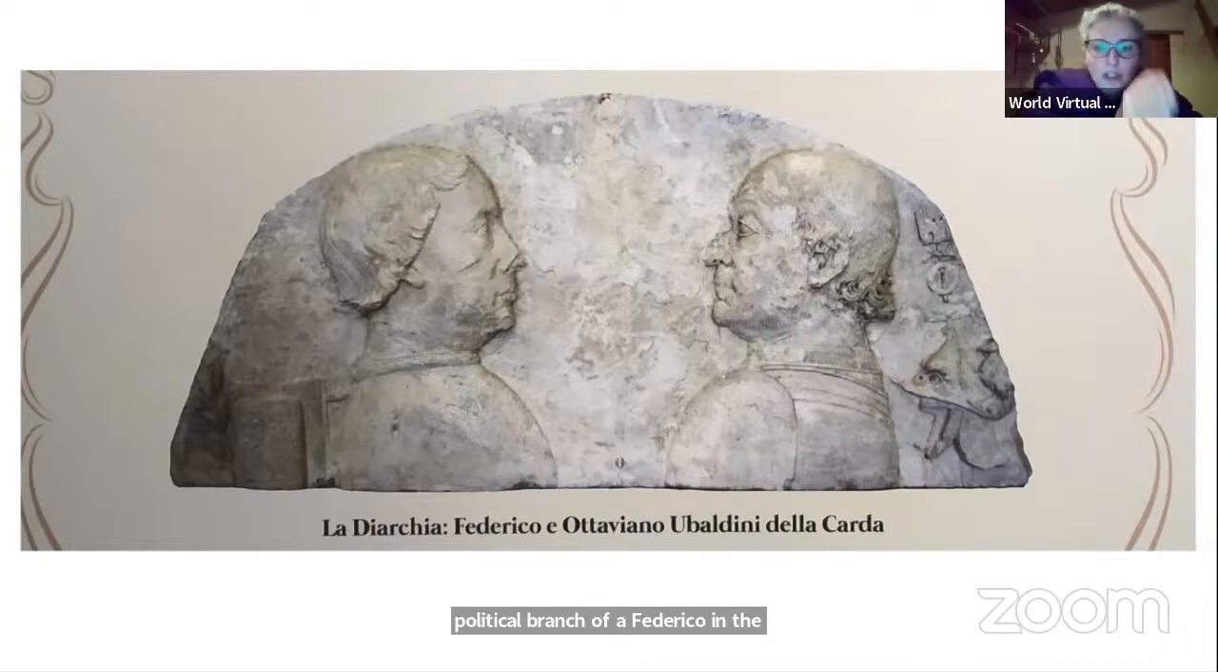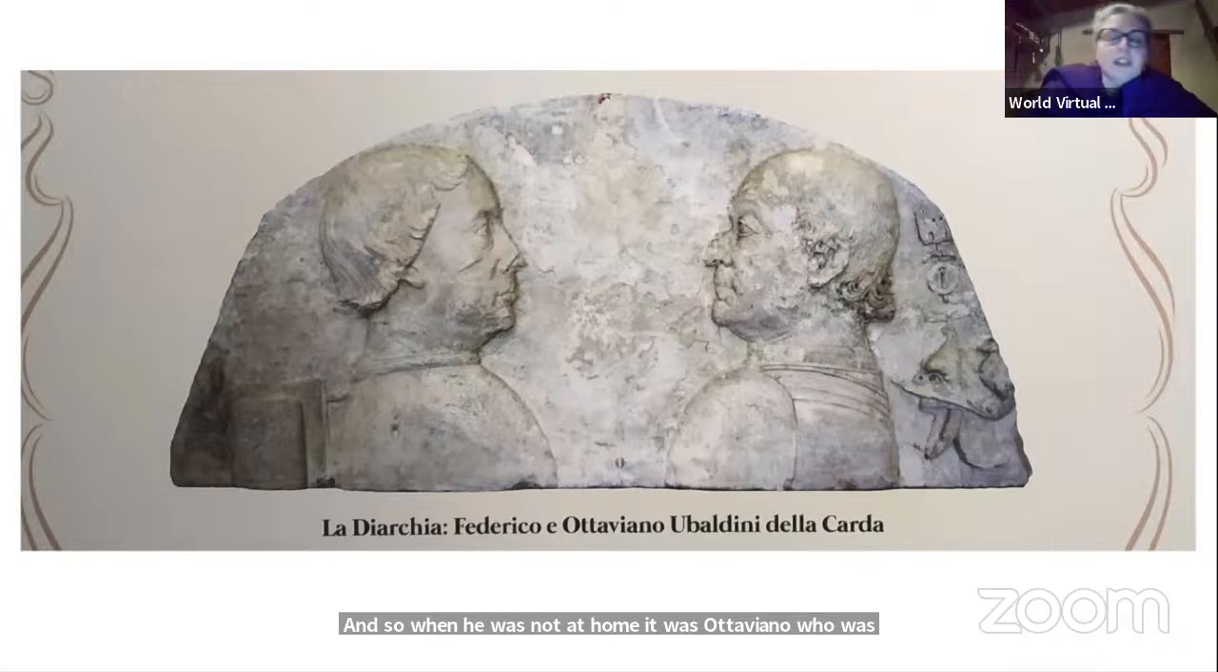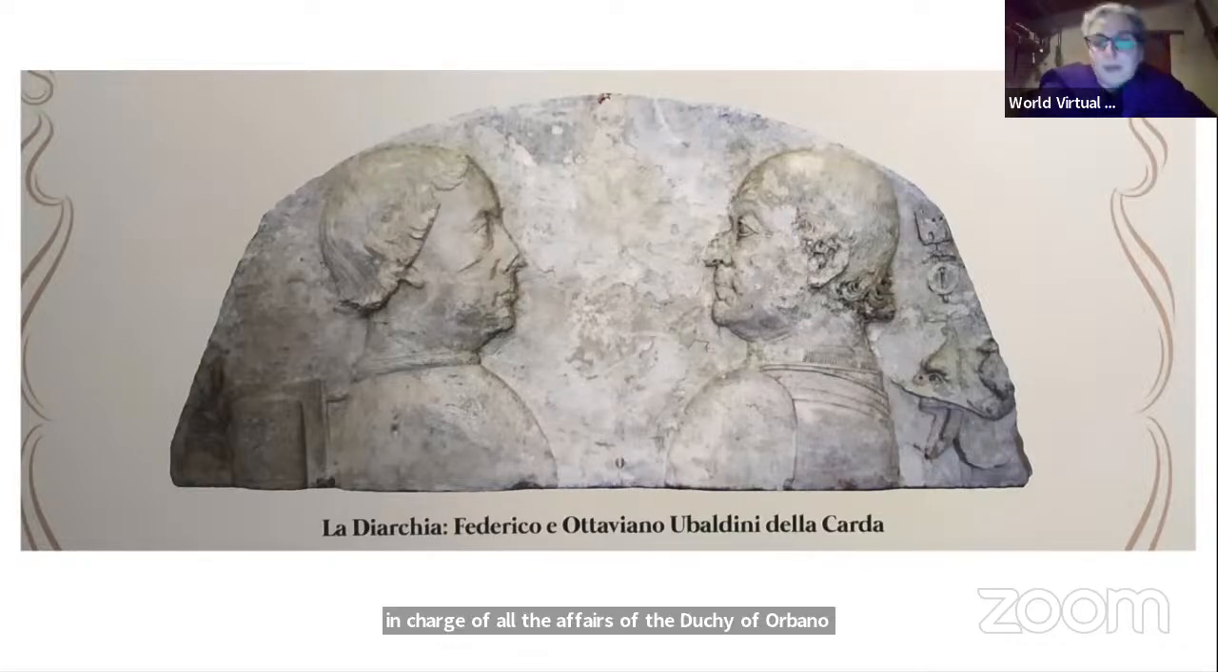I mean, Federico was constantly away. He went to all the battles. He was a condottiere, so he was always at war. And so when he was not at home, it was Ottaviano who was in charge of all the affairs of the Duchy of Urbino. So often perhaps there were two brothers.